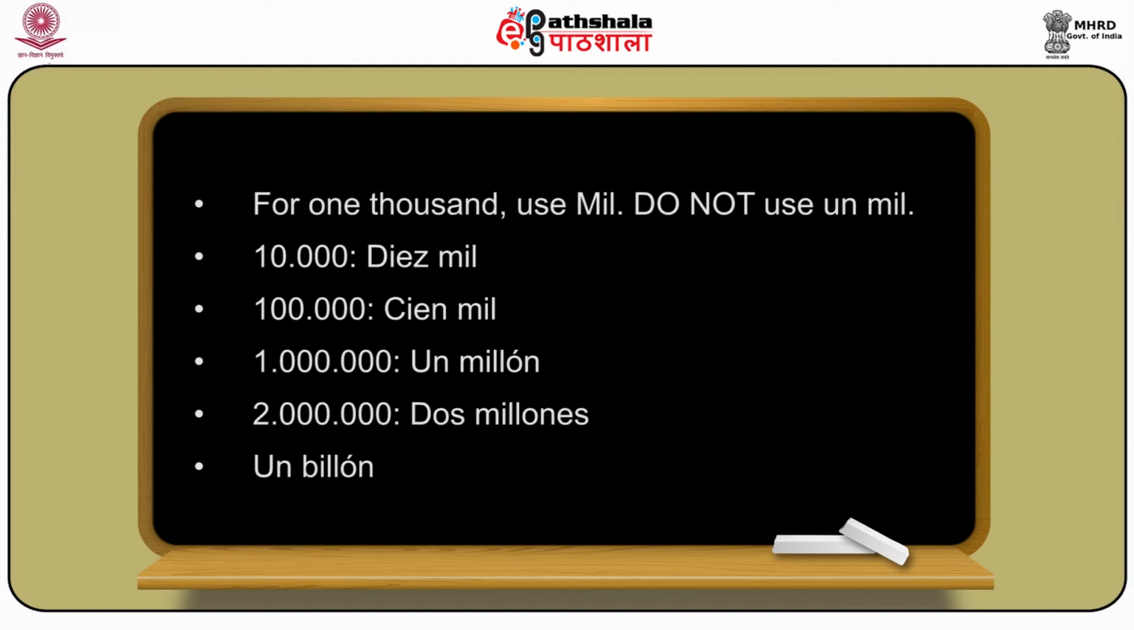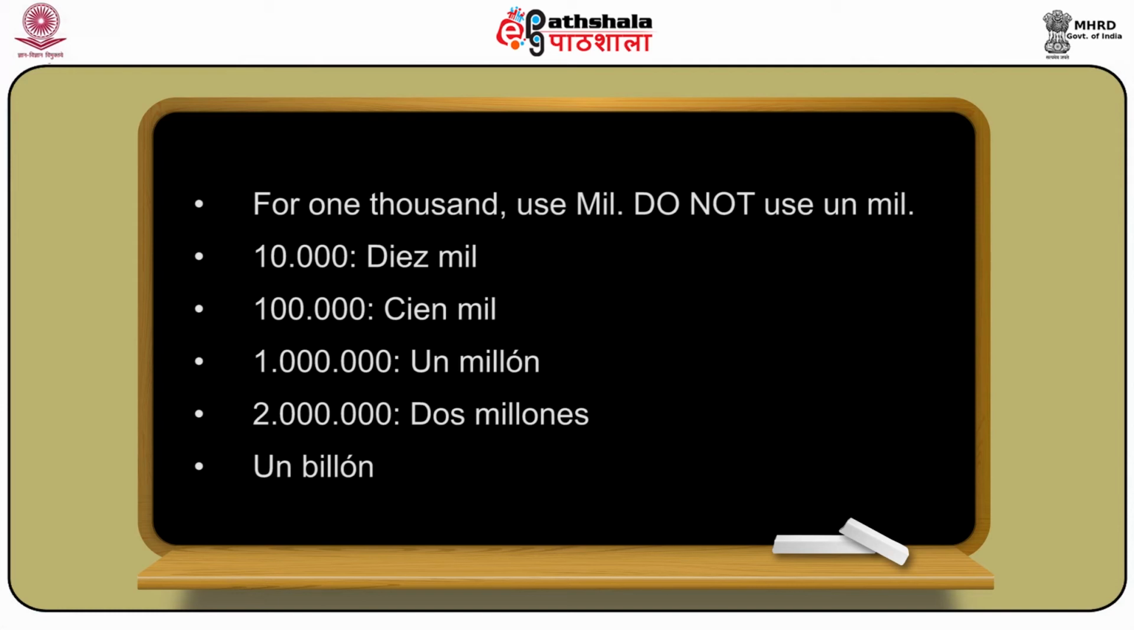And 10,000 will be diez mil. So these were the numbers till 10,000. So just a hypothetical example, if we take 9,850, so we will say 9,850. So after this 10,000 comes 100,000, that is cien mil. 100 means we learned it is cien and 1000 is mil, so cien mil.